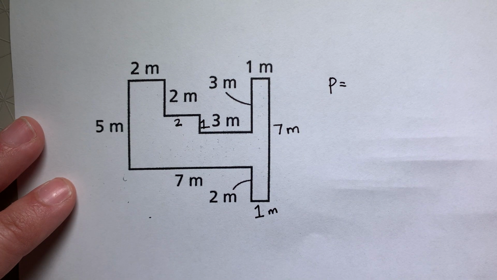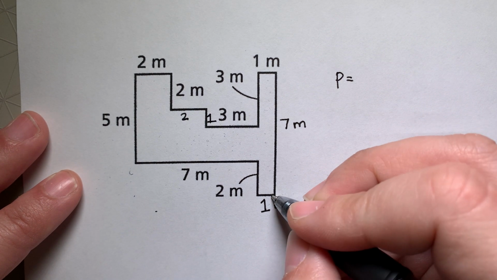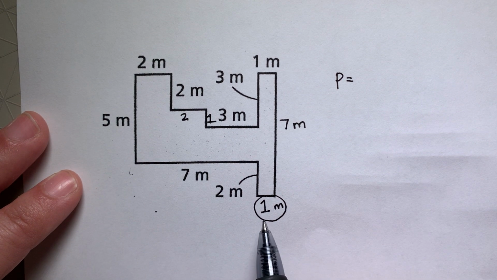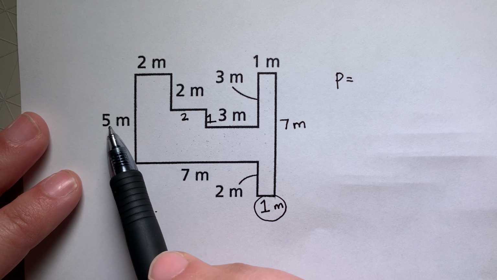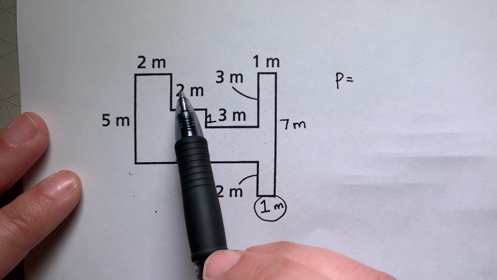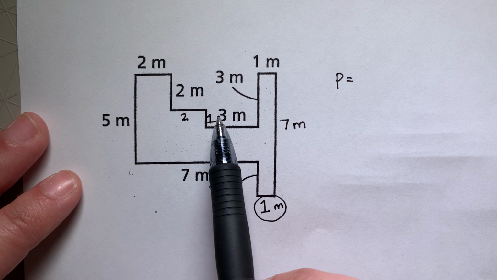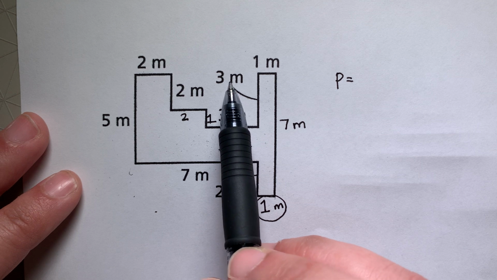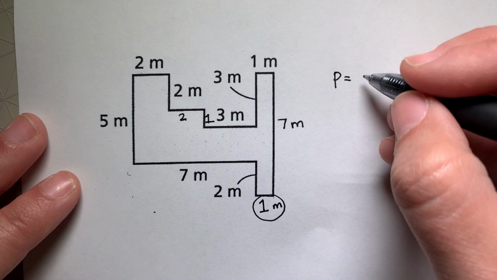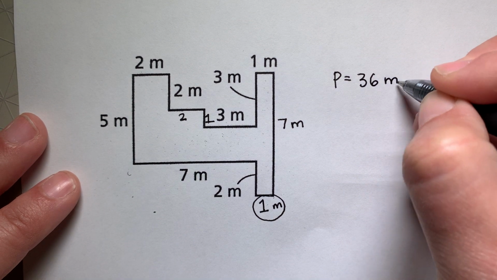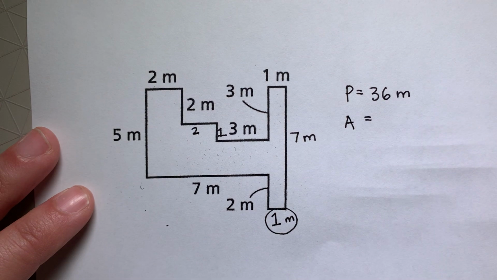So again, I like to circle what I start with just so I don't recount it. So I'm gonna start here. So 1 plus 2, 3, 10, 15, 17, 19, 21, 22, 25, 28, 29, 36. So the perimeter is 36 meters. All right, now it comes time to find the area.